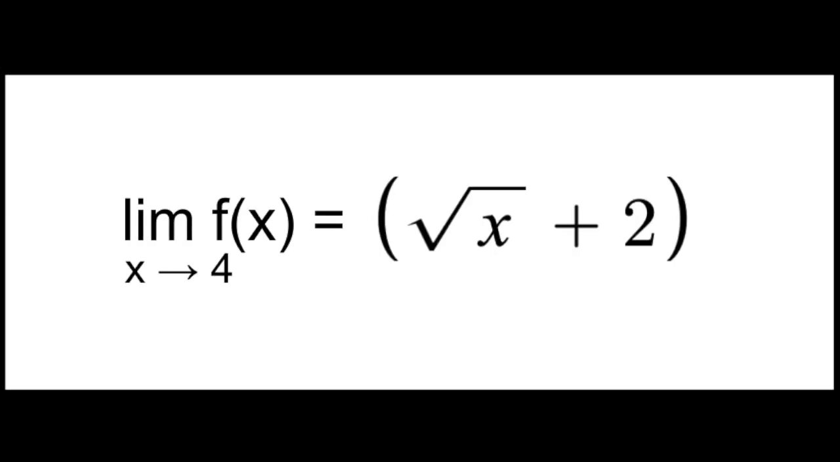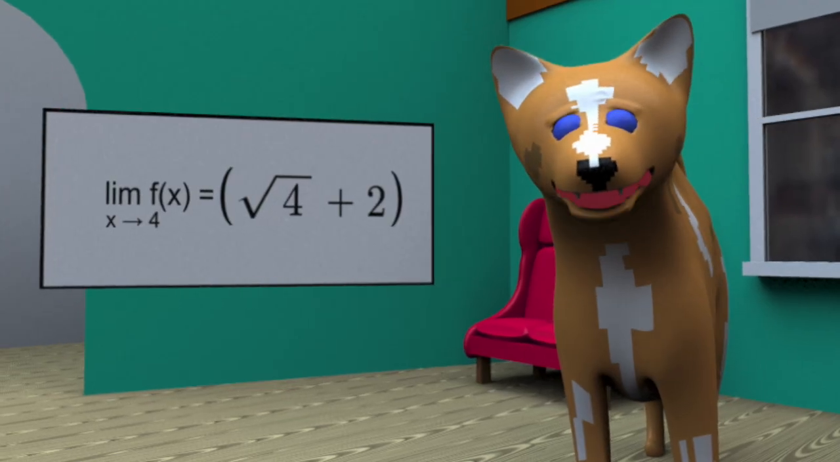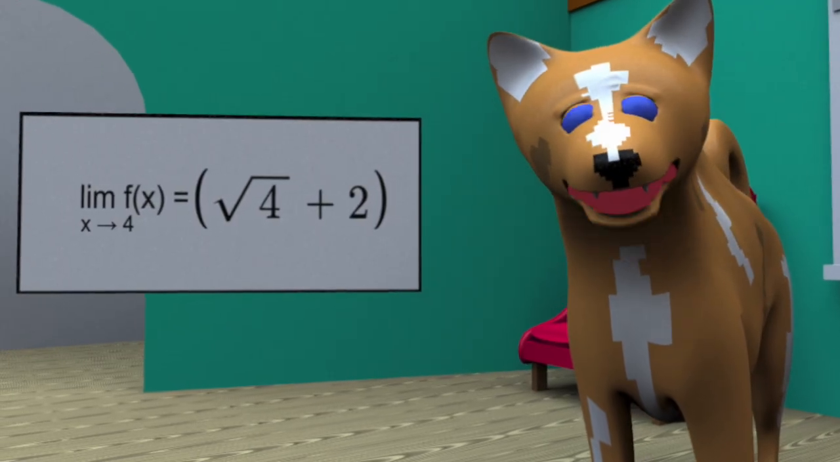And we are left with the square root of x plus 2. And then we replace x with 4. And at this point, we should see that the limit would be 4.